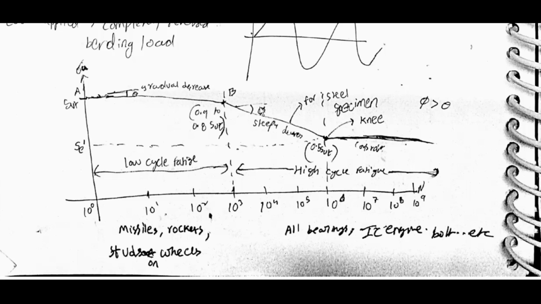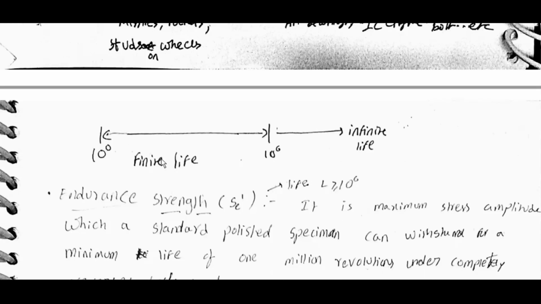Here there is a gradual decrease, and here a steep decrease for the steel specimen. Here is the knee at 0.5 SUT; this is 0.9 to 0.8 SUT. Low cycle fatigue: missiles, rockets, studs on wheels. High cycle fatigue: all bearings, engine, bolt, etc. 10 power 0 to 10 power 6 is finite life; from 10 power 6 onward is infinite life.